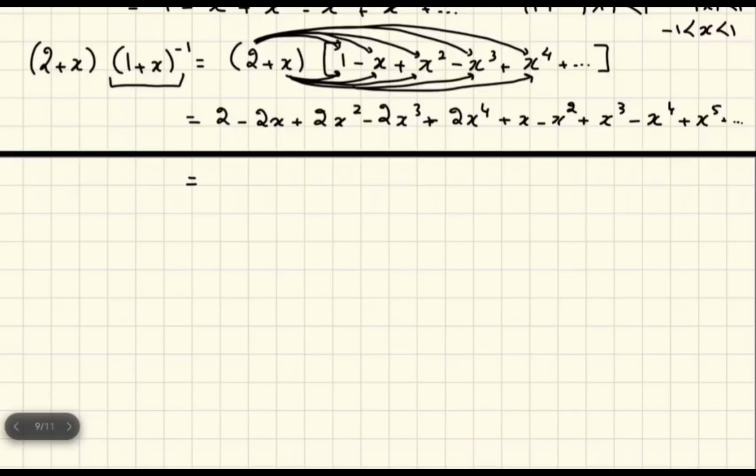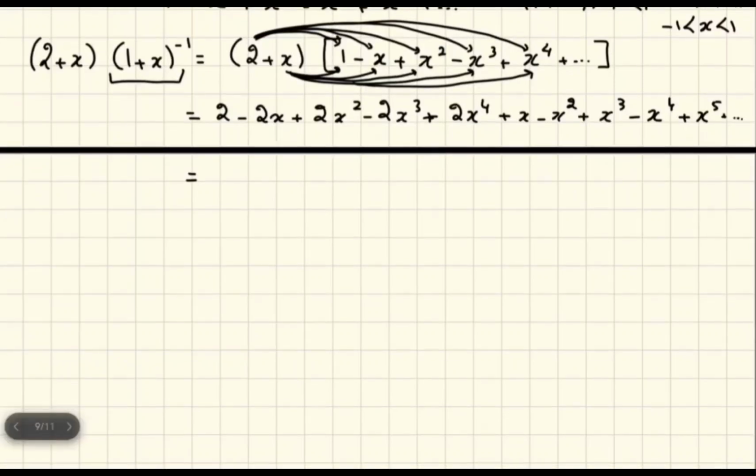Alright, so our final step is to simplify. I check, do I have similar term to 2? Do I have any other constant number? No, we have only 2. Do I have any similar term to minus 2x? Yes, the term that has x is only plus x on the other side. So minus 2x plus x will be minus x.